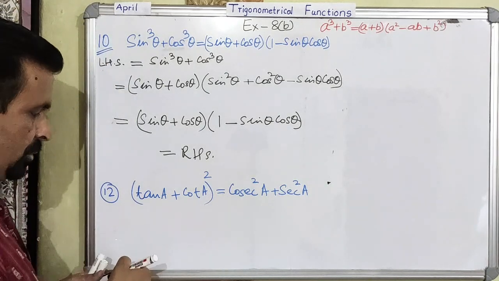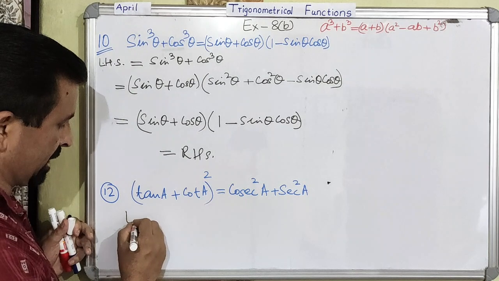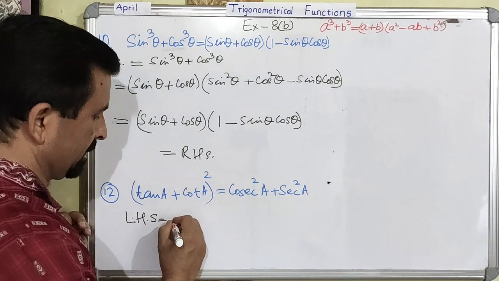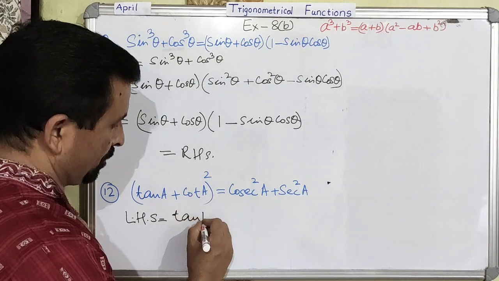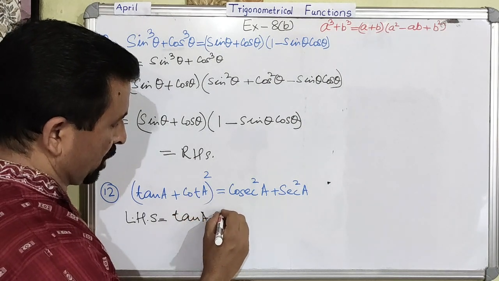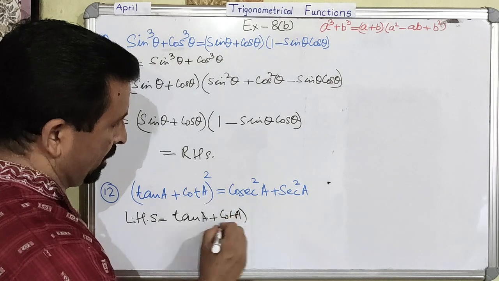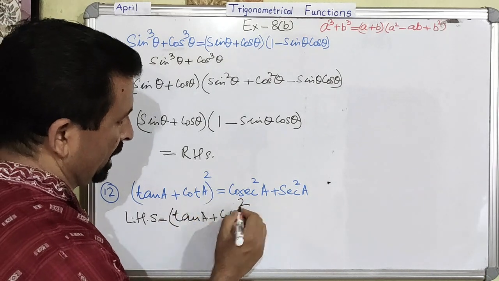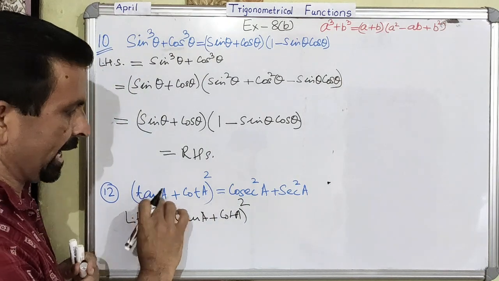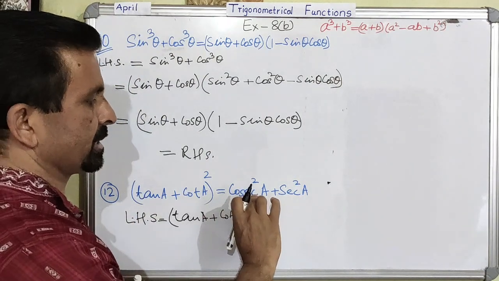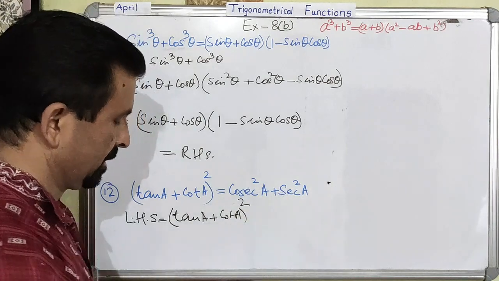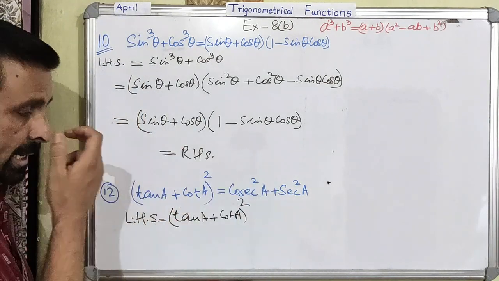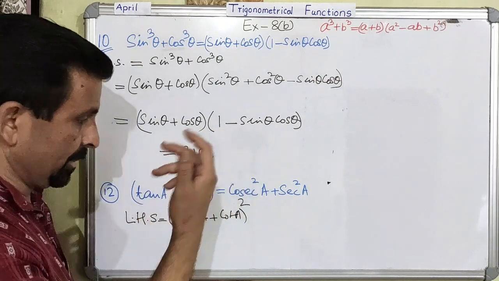Next question is question number 12. I'm going to start with the left hand side, LHS. First, let me rewrite. This is tan A plus cot A whole square. This is my left hand side. Now, my left hand side is in terms of tan and cot, and the right hand side we have is in terms of cosec and sec. So, how can I solve this left hand side so that I can get this right hand side? So, let me begin this question.